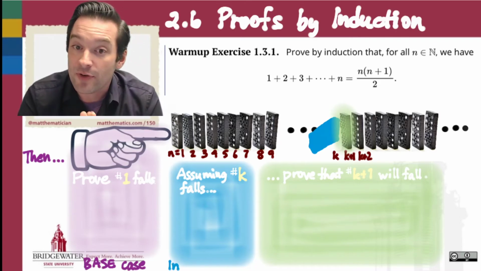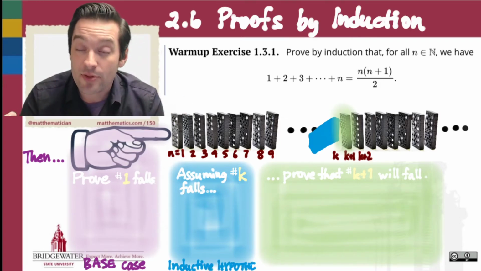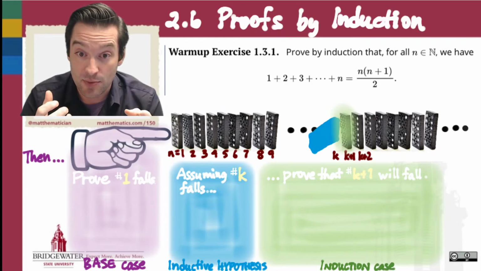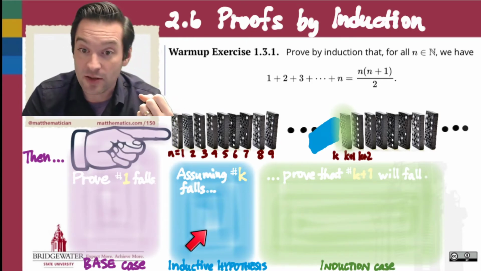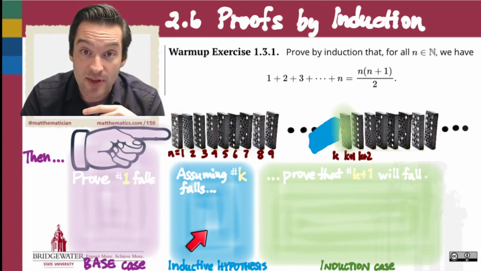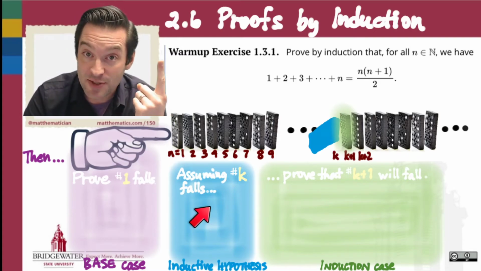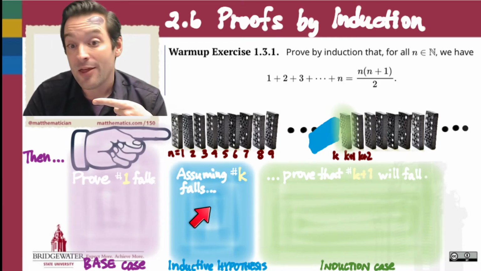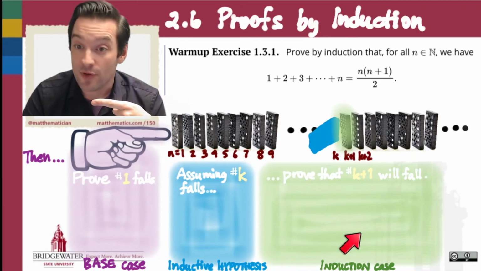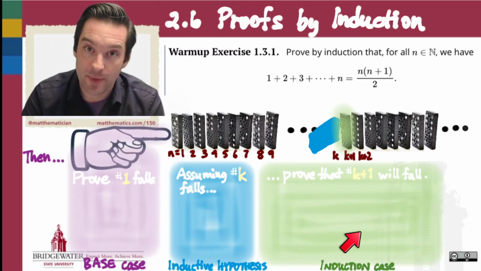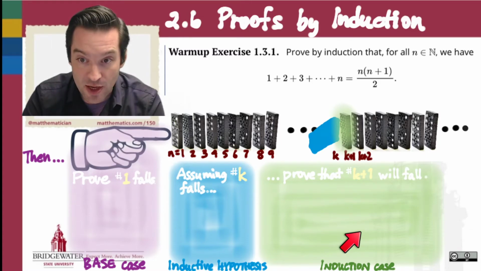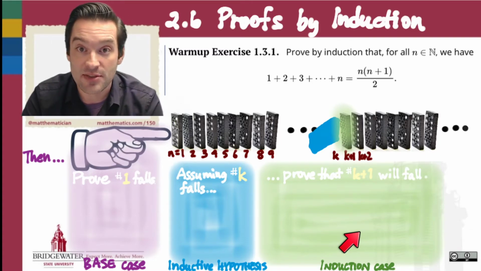So what might I do first? The names of these three components in any induction proof are, first of all, an inductive hypothesis. This is the assumption that the kth domino can fall, right? If I assume that the kth domino has fallen, then I need to prove that the k plus first domino will also fall. And that's called the induction case, or the inductive step in an induction proof.